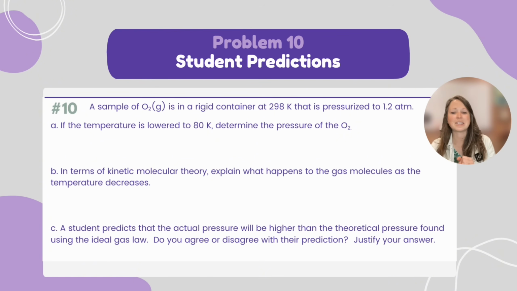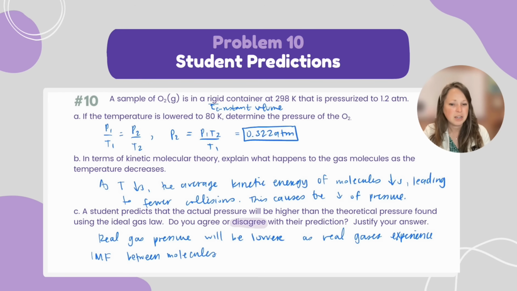A student predicts that the actual pressure is going to be higher than the theoretical pressure found using the ideal gas law. Do you agree or disagree with their prediction and justify your answer? With this, the actual pressure of a real gas is always going to be lower than an ideal gas. And that's because real gases experience intermolecular forces. Because they have those interactions between the molecules, they are going to be attracted towards each other.